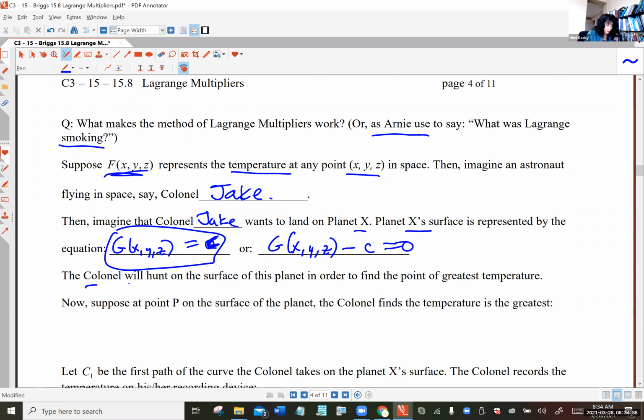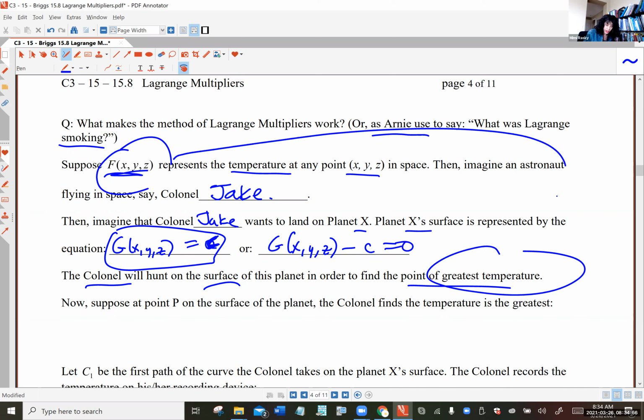Colonel Jake is going to hunt on planet X because he's interested in the point of greatest temperature. He's really freezing right now because he just said absolute 0, and he'd like to warm up. So it's like, where on planet X can I get some heat? So the point of greatest temperature. For this F of x, y, z function, we're going to look for the maximum of that temperature function.